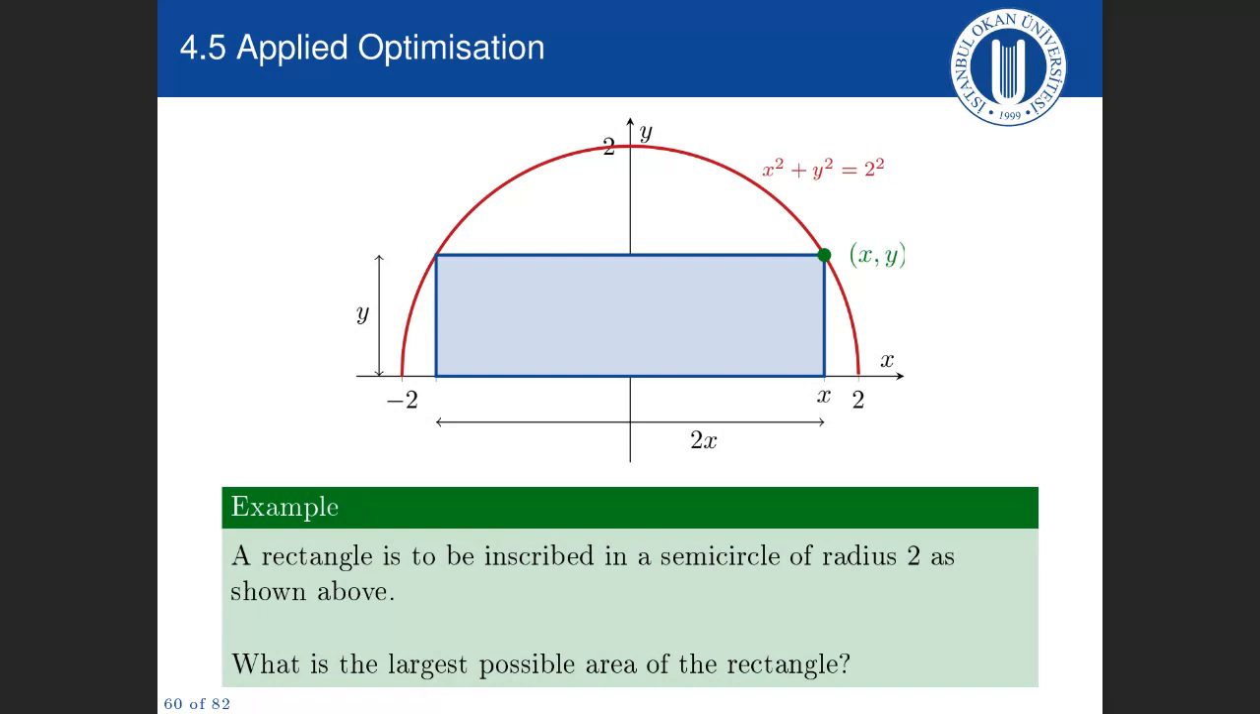And I have one more example. A rectangle is to be inscribed or drawn inside a semicircle of radius 2 as shown in this diagram. What is the largest possible area of the rectangle?